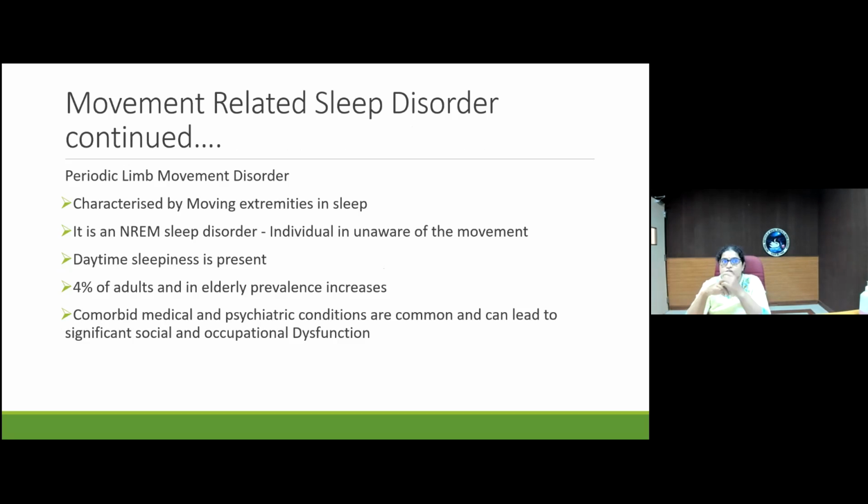Next, coming to periodic limb movement disorder. It is characterized by moving extremities in sleep. It is an NREM sleep disorder wherein the individual is unaware of the movement he is carrying out during sleep. It is often associated with daytime sleepiness. It is seen in 4% of adults, and in the elderly the prevalence increases. Comorbid medical and psychiatric conditions are common, and it often leads to significant social and occupational dysfunction.